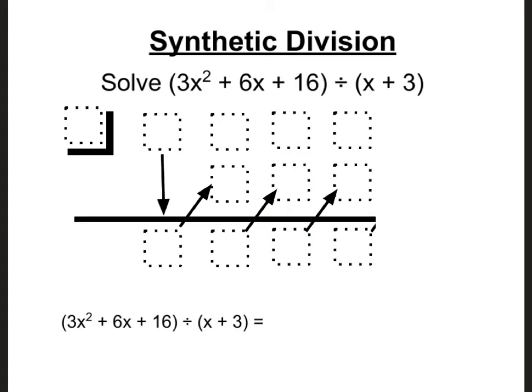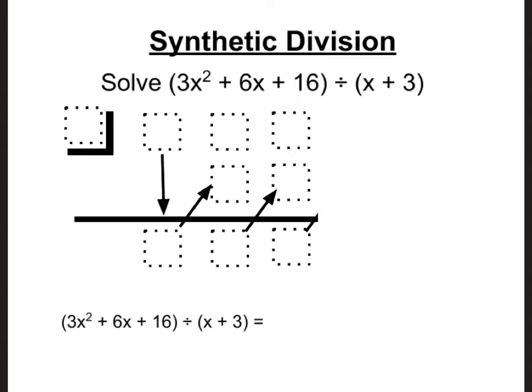Alright, the first thing we have to do is solve 3x squared plus 6x plus 6 divided by x plus 3. The problem's already sort of set up for you, you just need to put the numbers in the right spots. There's actually one sort of error here. Let me see if I can fix it quick. We have one too many boxes.